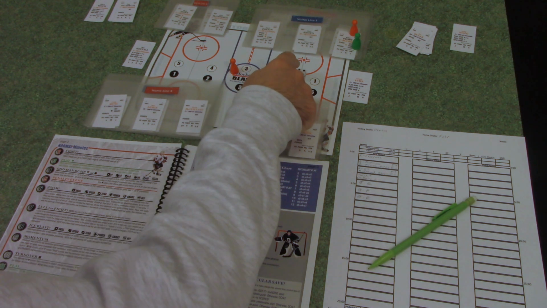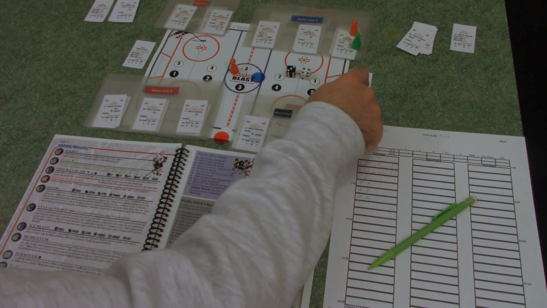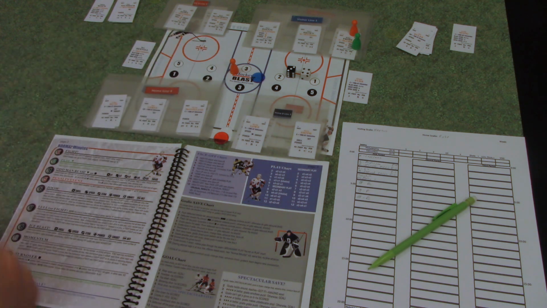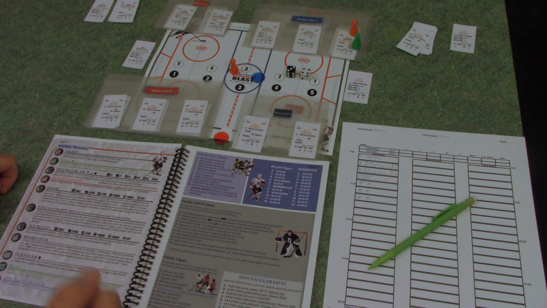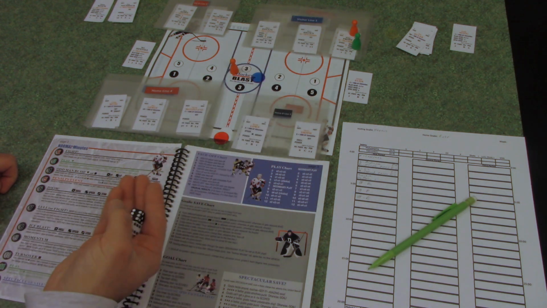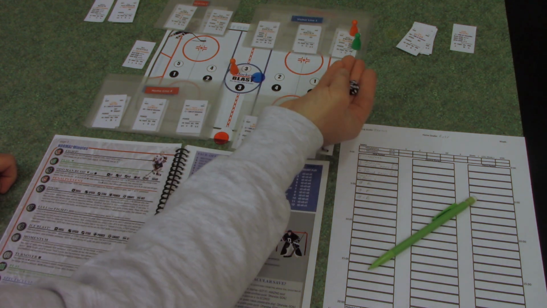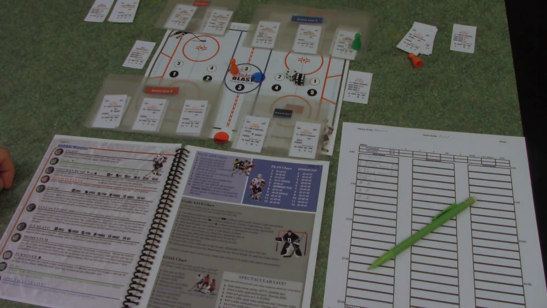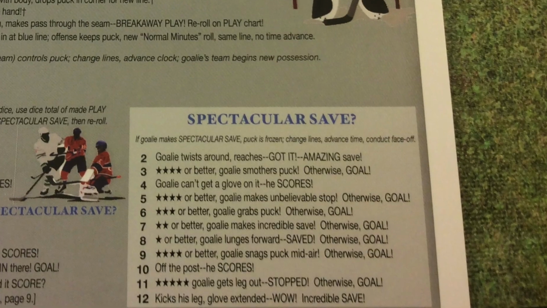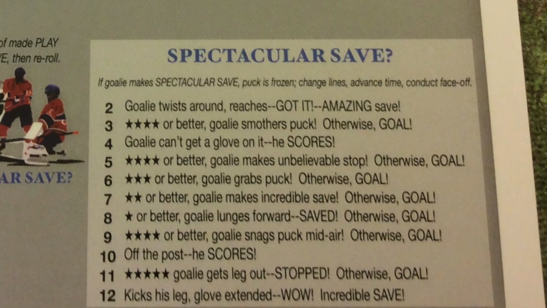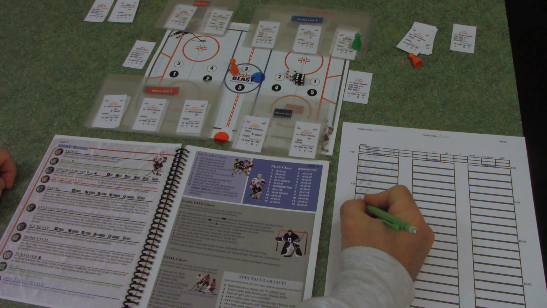So he makes the shot on goal. 4 is over Fuhr's shot save rating, so total is 7. We'll go to the goal chart. That means he's going to get a chance to make a spectacular save. Fuhr only has a 1 star. So we get an 8. Oh, and 1 star or better, the goalie lunges forward and makes a spectacular save.